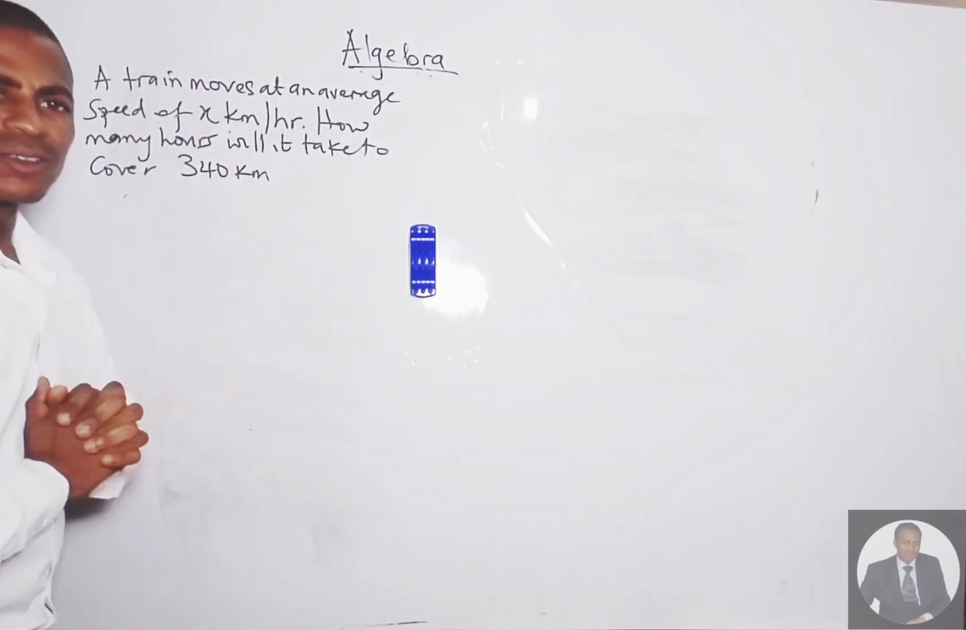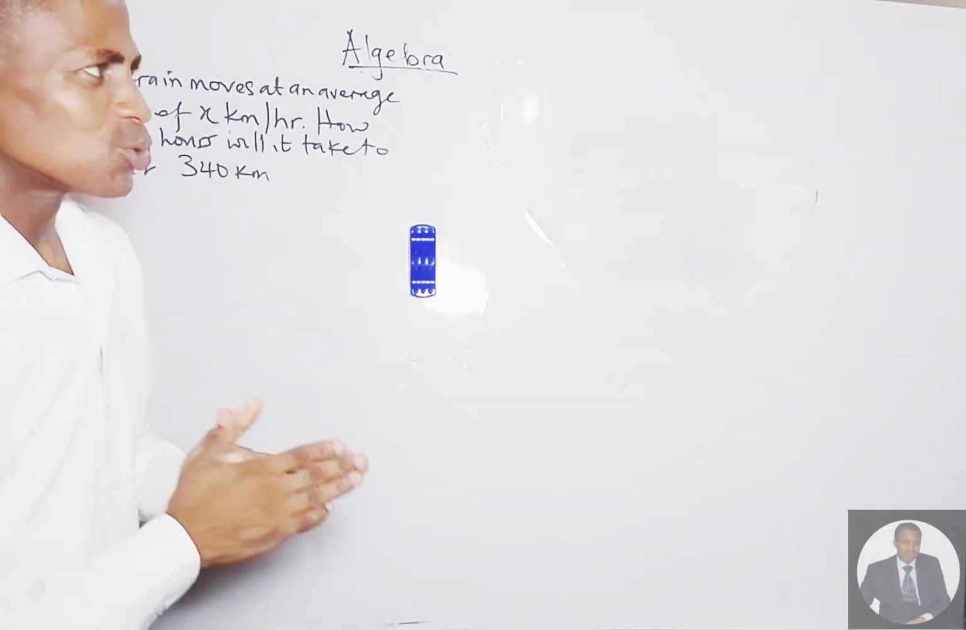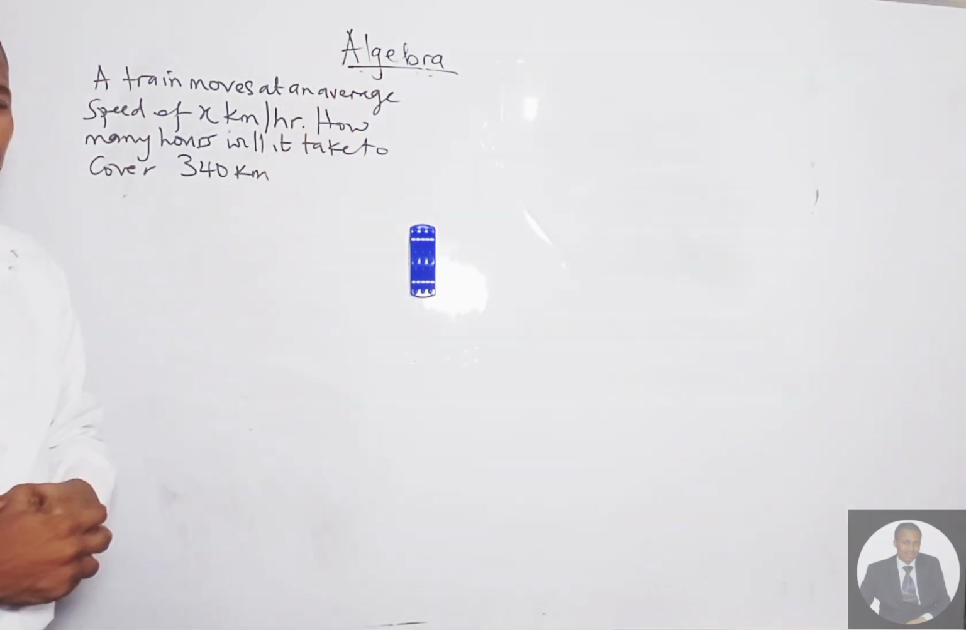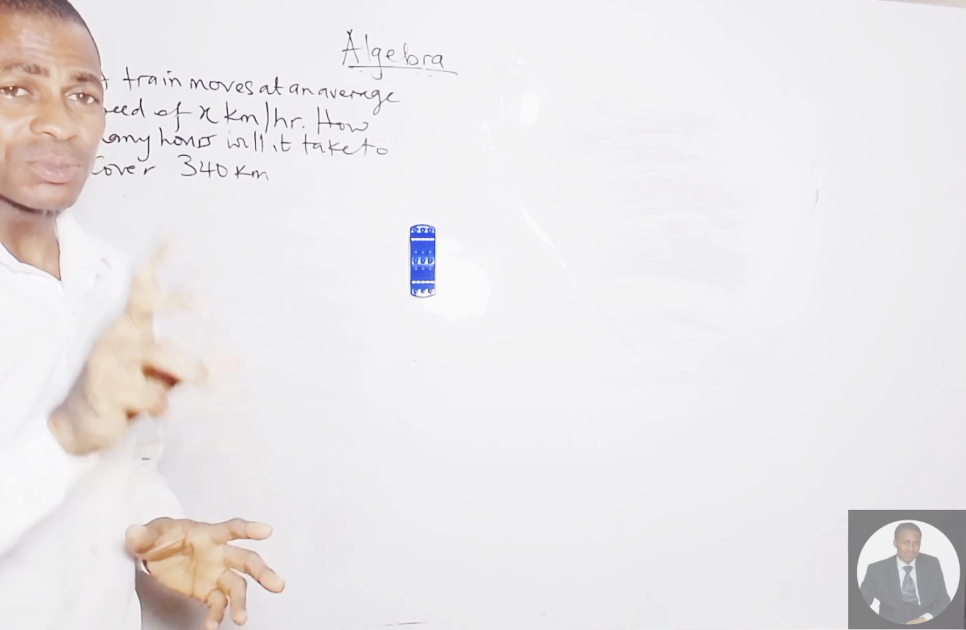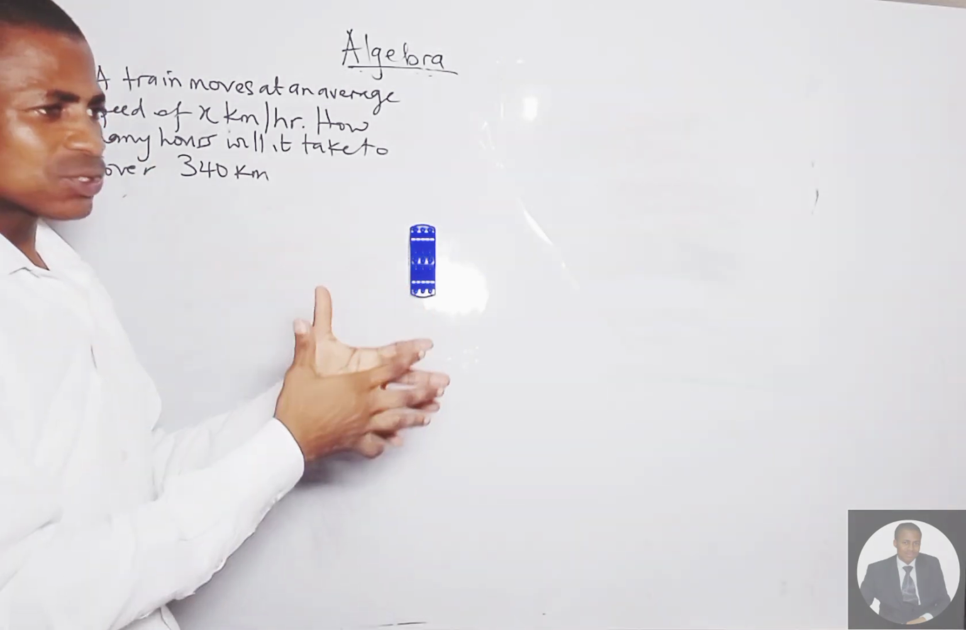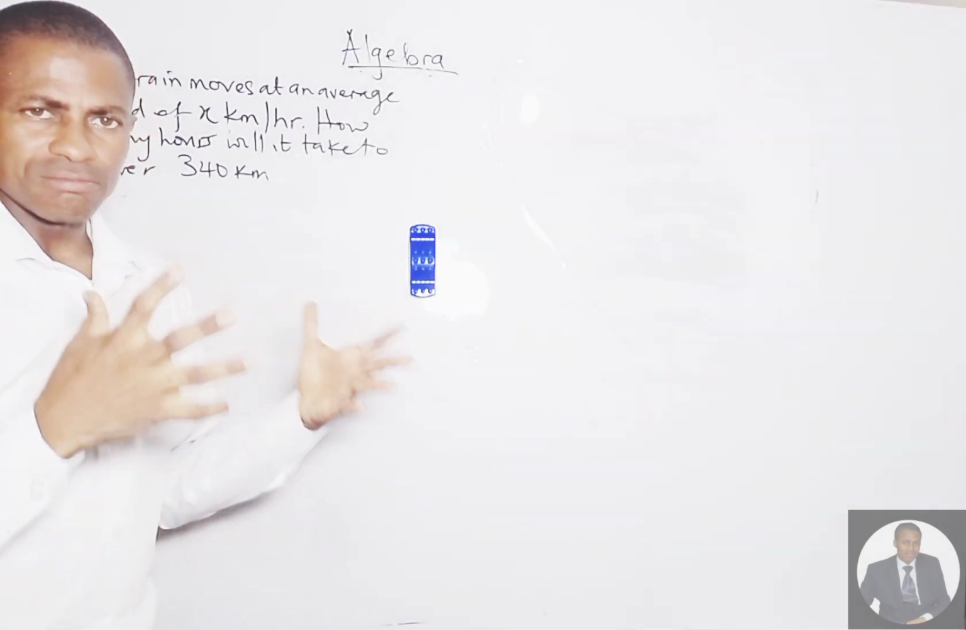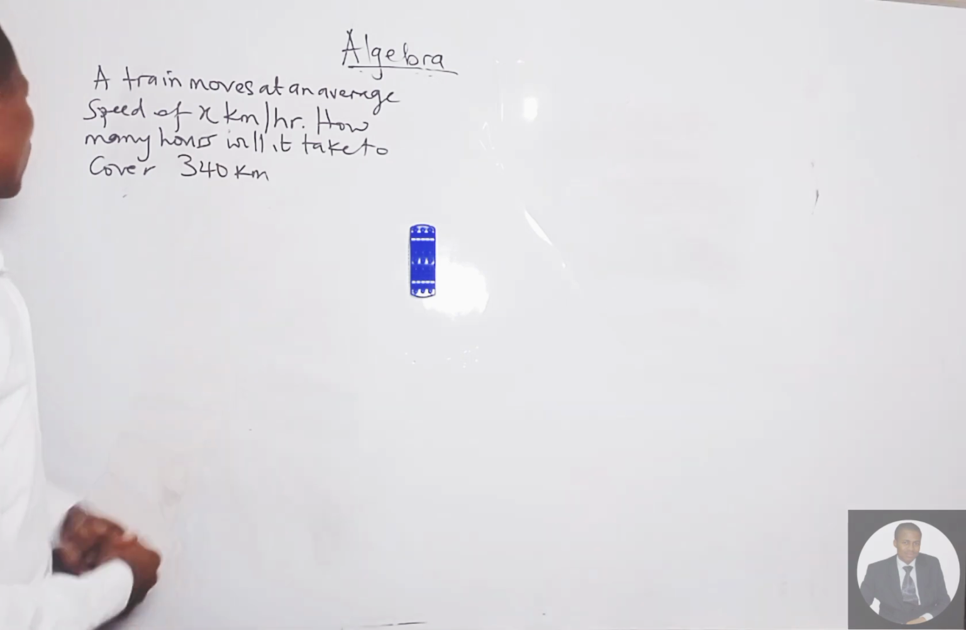Welcome to another maths class. Today we want to continue with algebra to have mastery of what algebra is talking about. That's the representation of numbers with letters of the alphabet. We have a question in our hand.